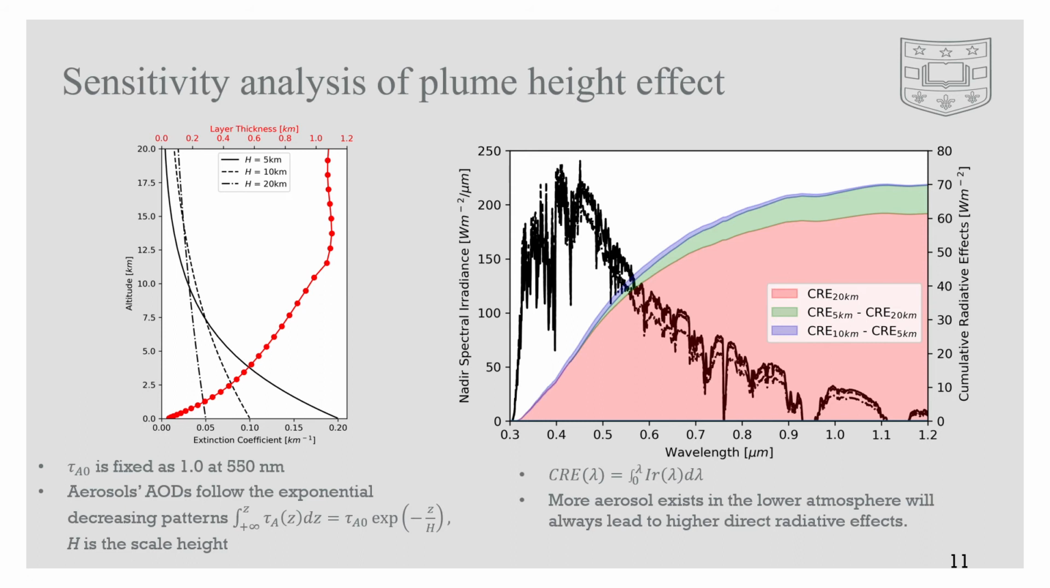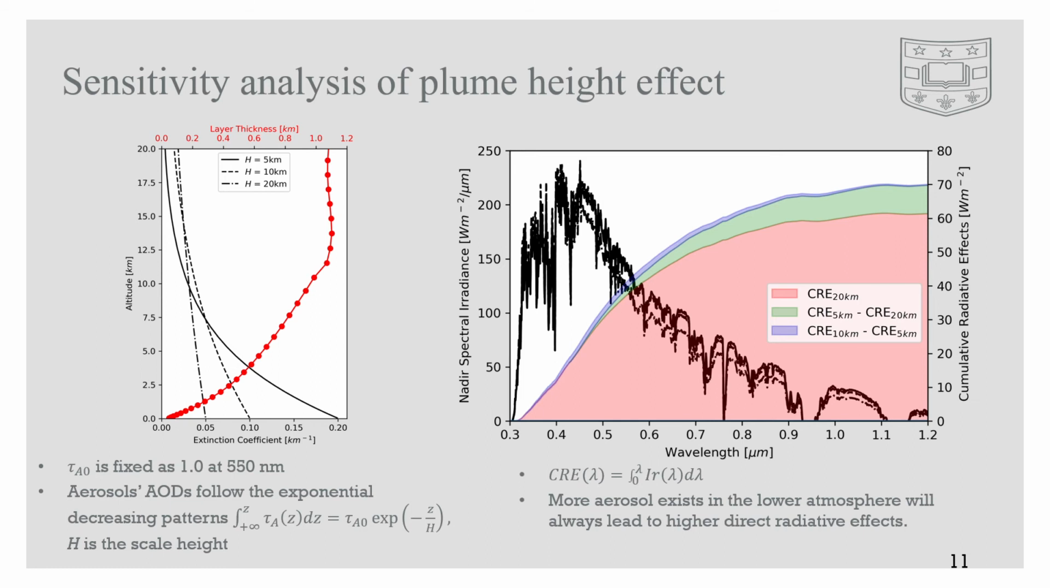We assume the aerosol in the atmosphere is distributed in an exponentially decreasing way. Then the layer AOD and extinction coefficient can be calculated based on the definition of layer thickness and the assumed aerosol scale height. In the right figure, we further calculate the radiative effects of the organic carbon based on our atmospheric profile assumption.